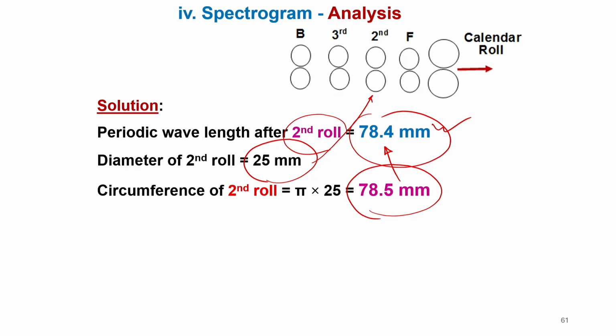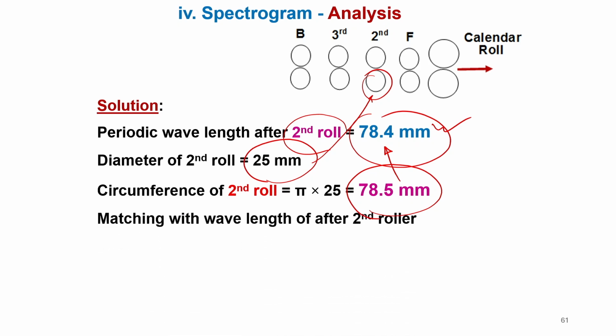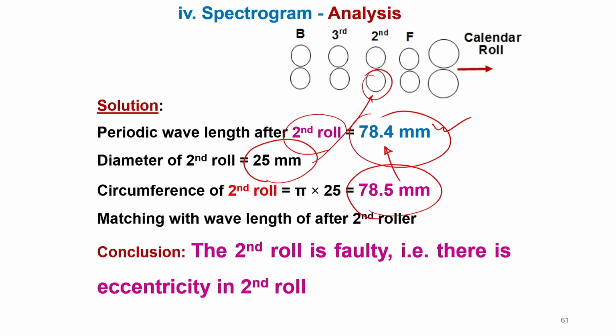As the wavelength generated is matching with the second roller, we have identified the defective roller. The second bottom roller is defective, and we can take action, replace or repair this second bottom roller. So, the conclusion is that the second roller is faulty and there is eccentricity in the second roller.